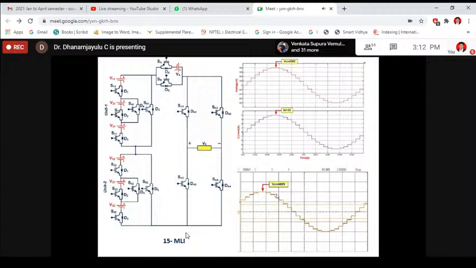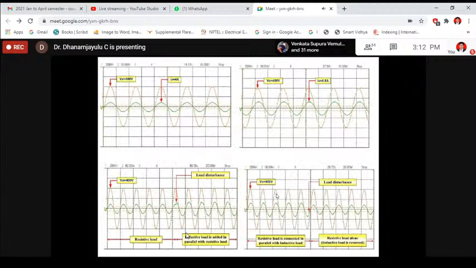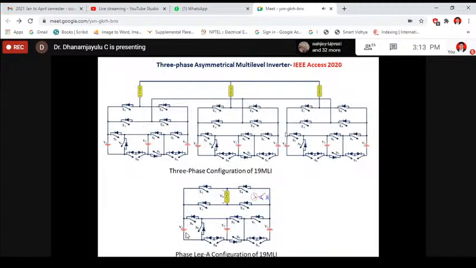And again, I have tested my 15 level MLI with linear loads and non-linear loads. And again, I have tested from lagging power factor to unity power factor to lagging power factor. Again, here the proposed inverter is well stable during dynamic load changes. And THD also is reduced. So this is another topology.